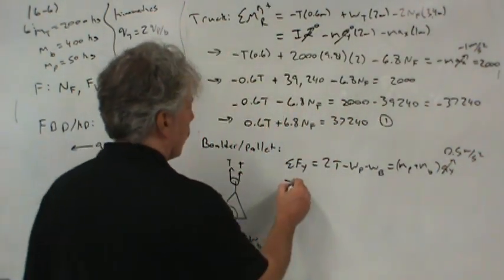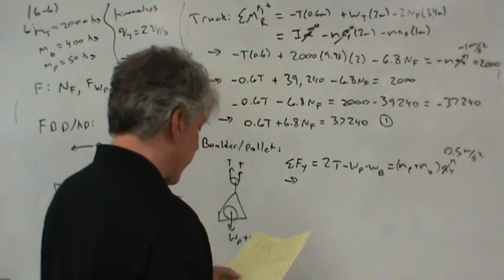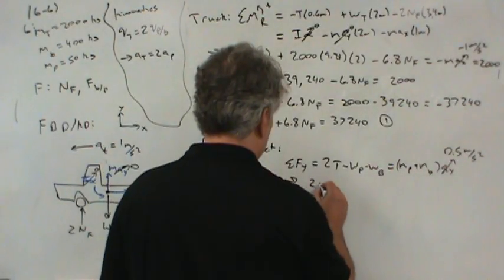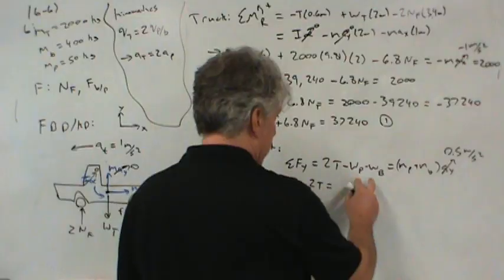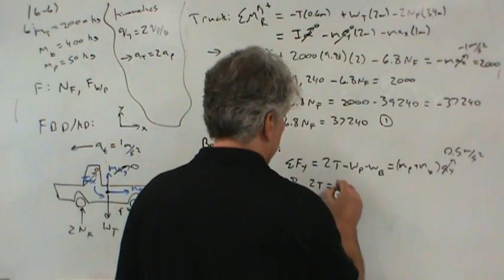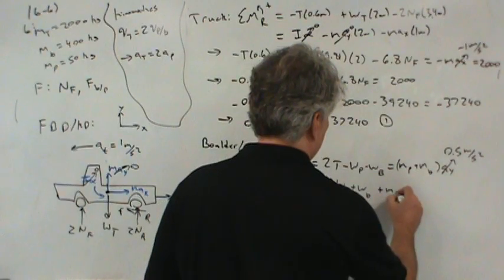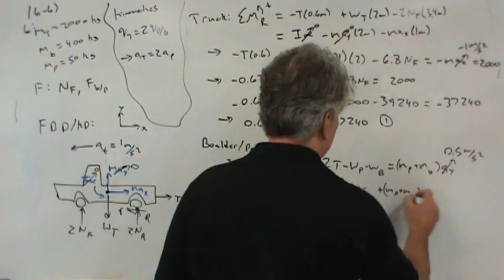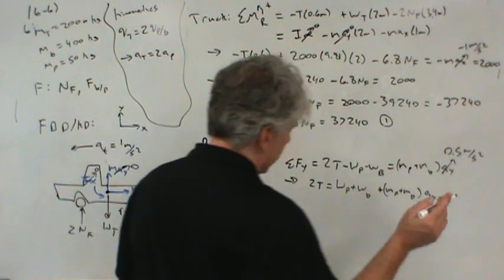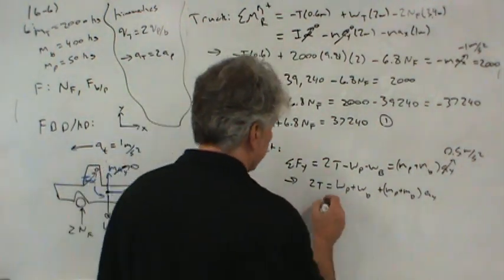Okay? And so if we take this and rearrange it just a little bit, we can say that 2 times the tension, let's take these to the other side, equals the weight of the pallet plus the weight of the boulder plus the mass of the pallet plus the mass of the boulder times the acceleration in y direction. We'll plug that in just a moment.